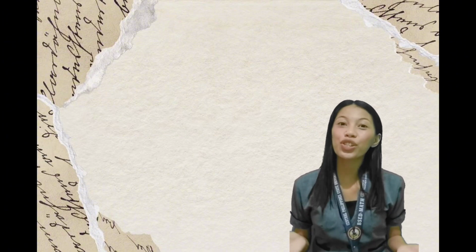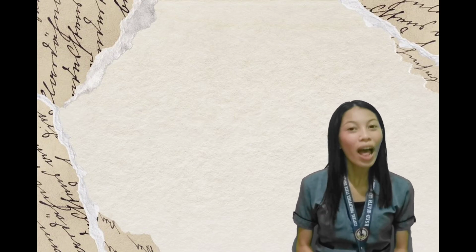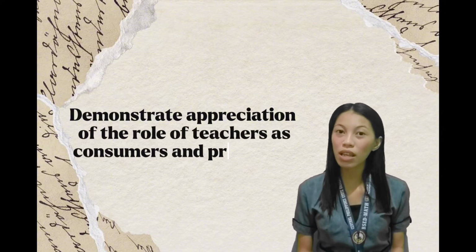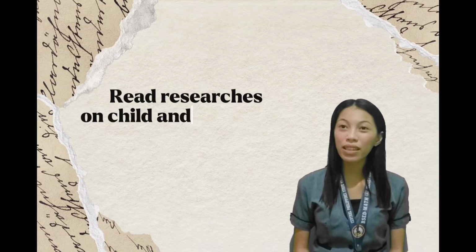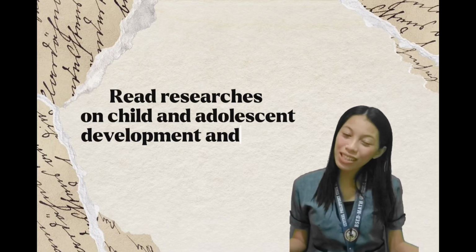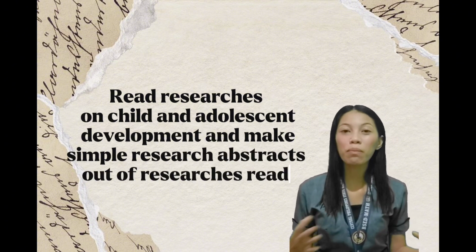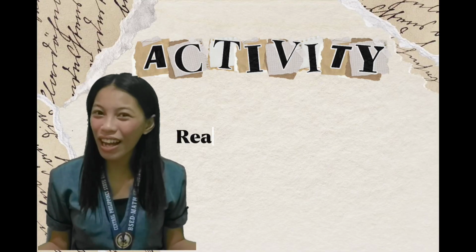So first, at the end of this lesson, you should be able to explain the basic principles of research, demonstrate appreciation of the role of teachers as consumers and producers of the developmental research. Then lastly, read researches on child and development and make simple research abstract out of researches. So at the end of this lesson, you may know how to make a simple research. Now, let's go to our activity.